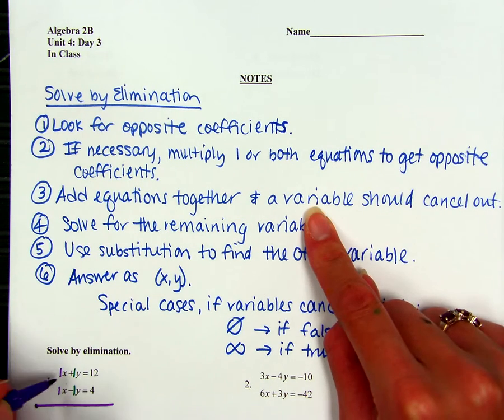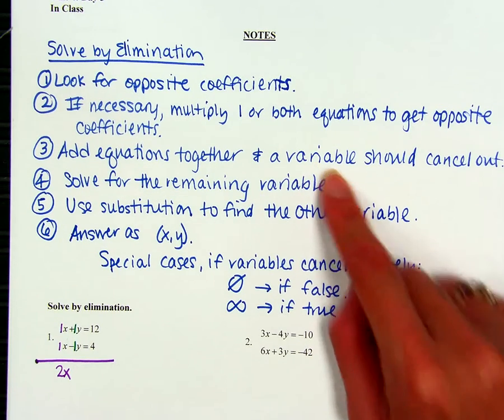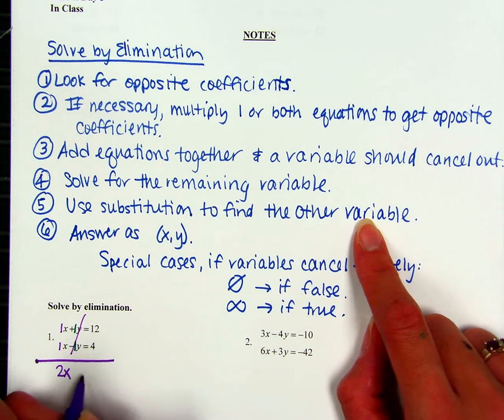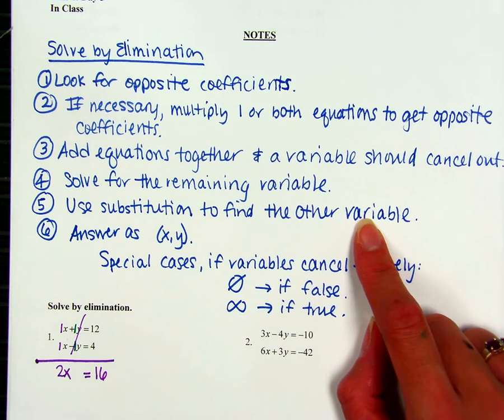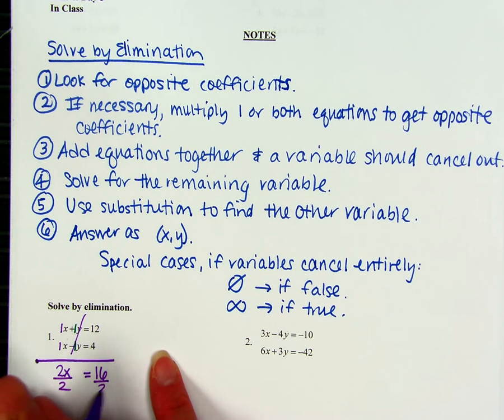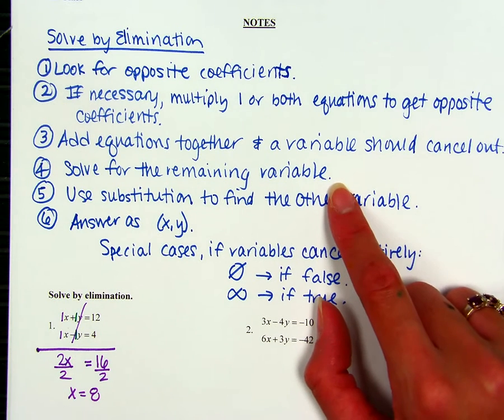Add the equations together. 1x plus 1x is 2x. 1y plus negative 1y is 0. These are going to cancel out, so no more y's. I have my equal sign, and 12 plus 4 is 16. Once my variable cancels out, I have only x's left, so you go ahead and solve that, and I've got x equals 8.